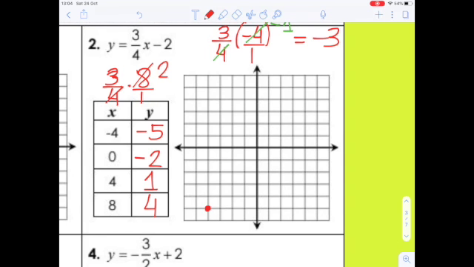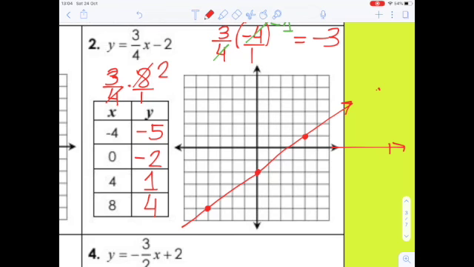Then 0, -2, 4, let's count 1, 2, 3, 4, up 1, and 8, 4. 8, 4, you guys can see that it doesn't fit my graph, right? Because it doesn't go all the way to 8. However, if I had a bigger scale, I could go all the way to 8 and go up 4. And this would give me my line.